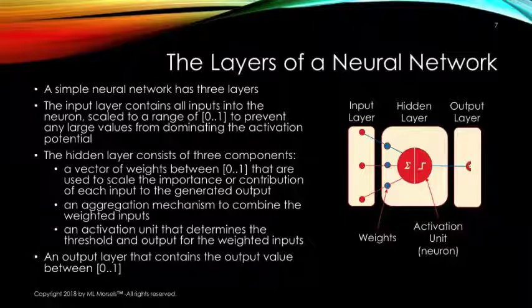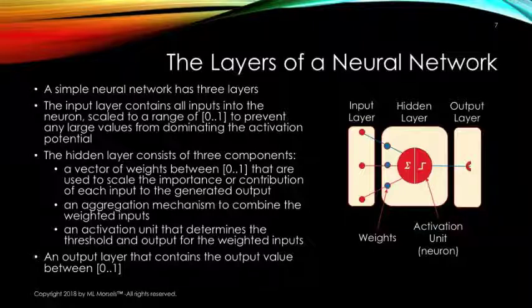The second layer is the hidden layer. It also consists of three distinct components. The first component is a vector of weights between 0 and 1. Each of these values is used to scale the importance or contribution of each input, or feature, to the production of the output stimulus of the neuron.